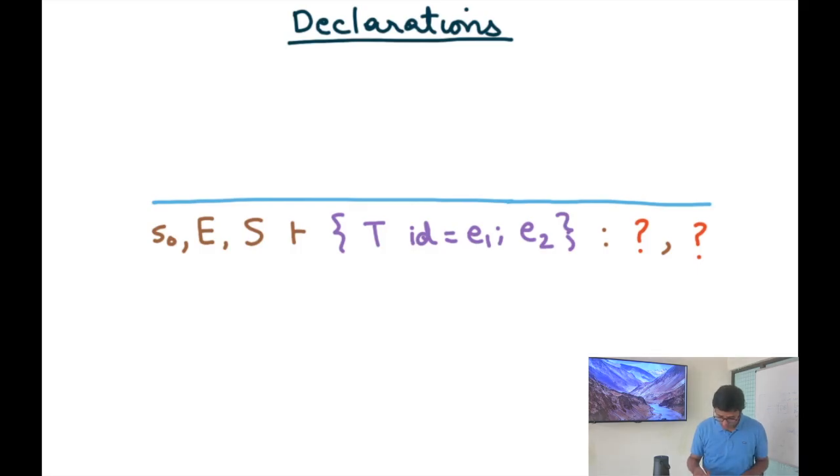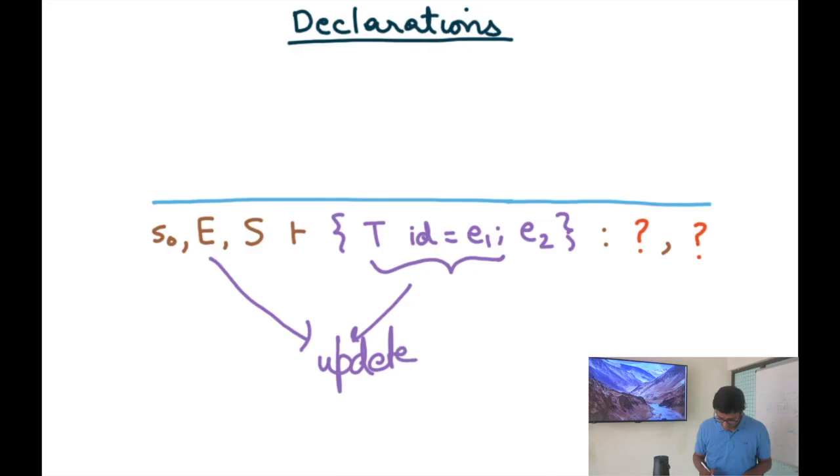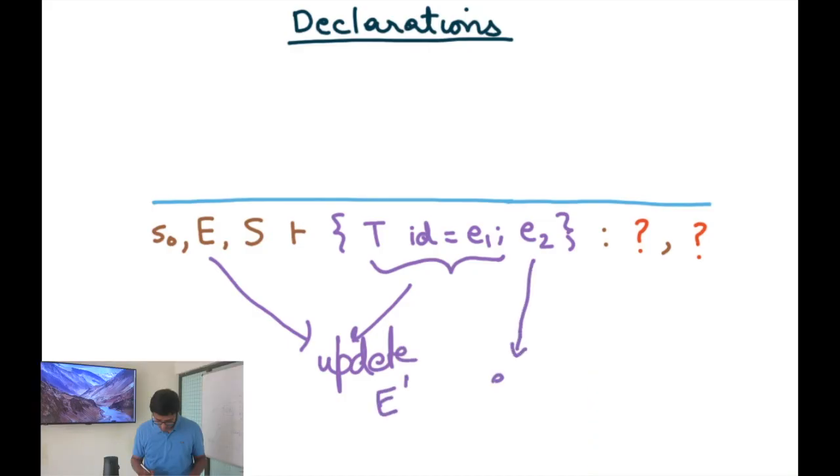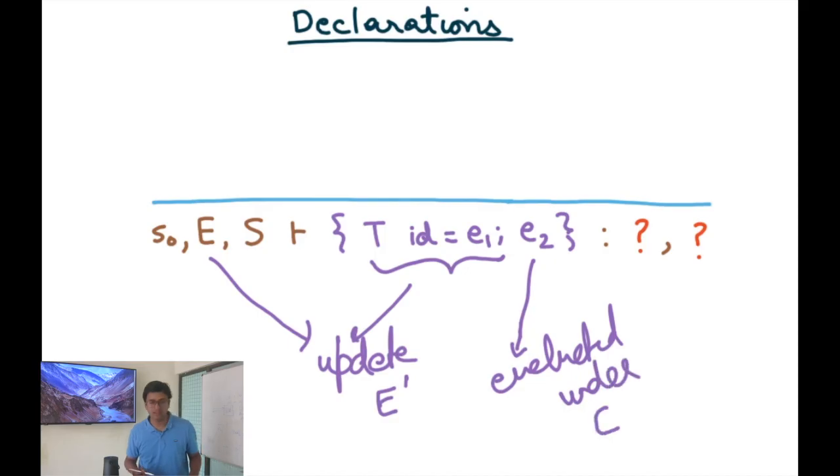And so what do you imagine? Basically what needs to be done here is that this particular declaration should update E, right? So there should be an update on E, and we should get a new E prime, and then E2 should be evaluated under E prime. Whatever E2 returns under the evaluation under E prime, the updated environment, that should be the value that is returned, including the store. All right, so that's what our rules are going to capture.